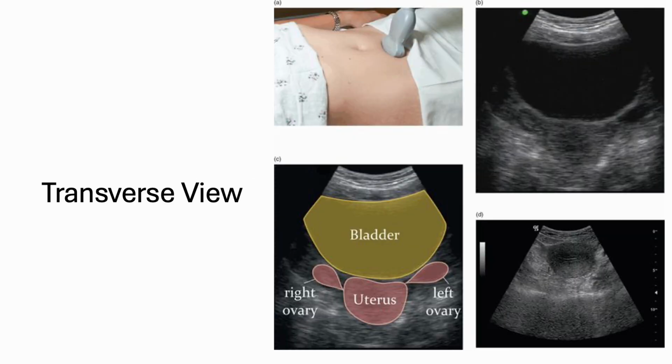So with a transverse lie, you're going to see the uterus, the bladder, and the right and left ovary all cut down through the middle. So you can see the position of the transducer. You can see kind of an interpretation of that magic eye like we talked about earlier. And then in the images next to it, you can see where the bladder is, the uterus, and the right and left ovary. And then you can see as they move down, they're cutting through the uterus. So you'll see a cross section of the uterus.